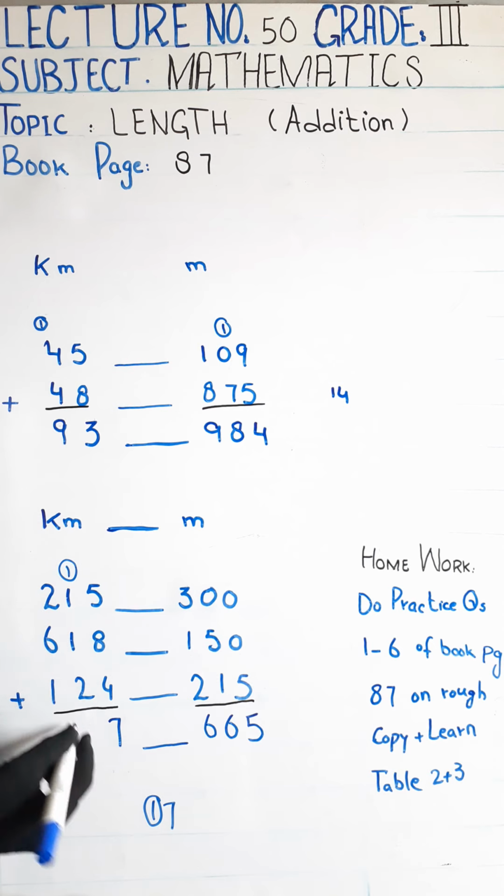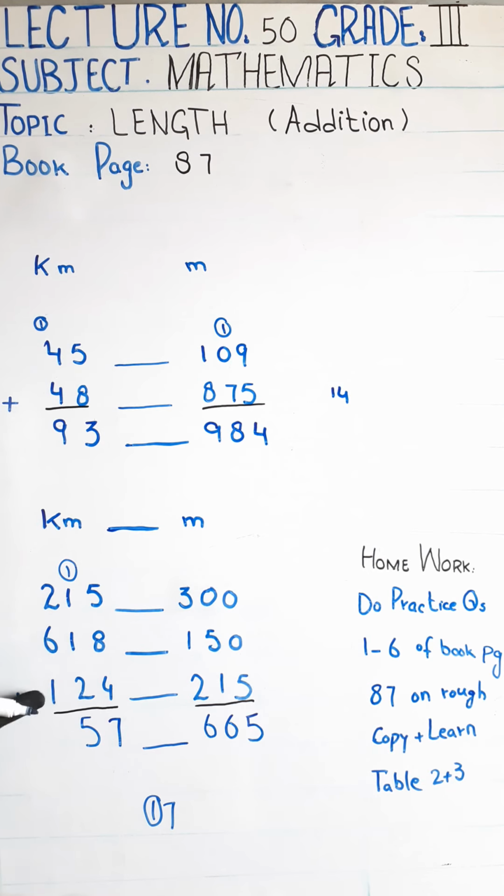1, 2, 3. 3 plus 2 is 5. That's good. Any number carried to the next? No. Add these 3 numbers. 2 plus 6 is 8, 8 plus 1 is 9. You get the answer 957 and 665. When you add 215 kilometer 300 meter, 618 kilometer 150 meter and 124 kilometer 215 meter, you get the answer 957 kilometer and 665 meter. Clear to you, student?